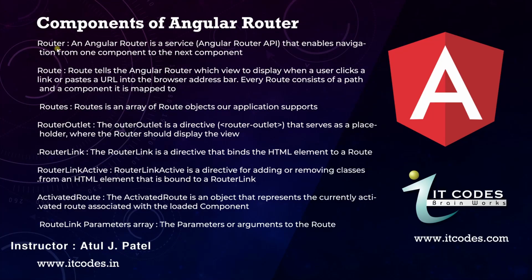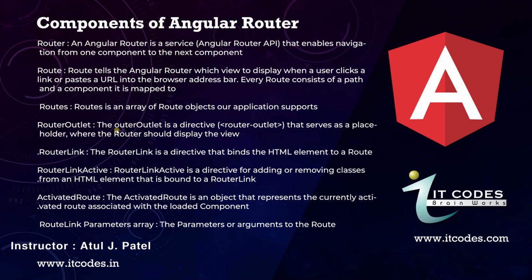What are the components of a router? What is a router? Angular router is a service, that is the Angular router API, that enables navigation from one component to another component. What is a route? A route tells the Angular router which view has to be loaded when a user clicks on a specific link, or directly puts it into the URL. Routes is an array of route, multiple routes, that is it will hold the routes, that is about us, products, contact us and such kind of thing.